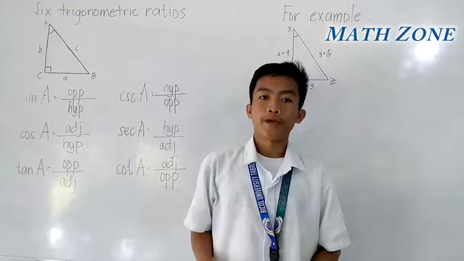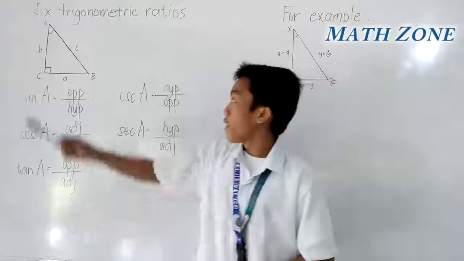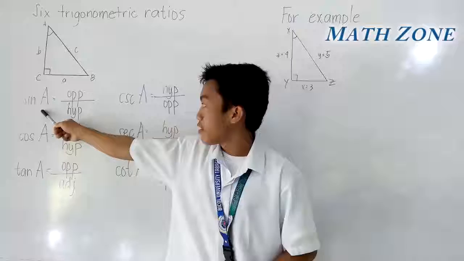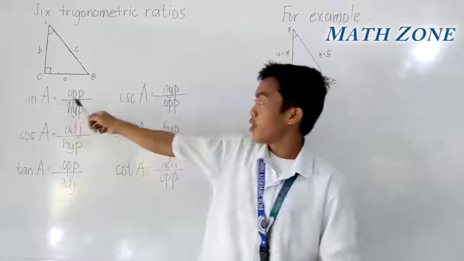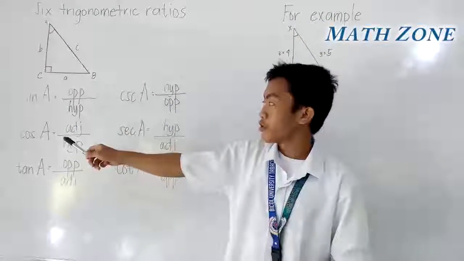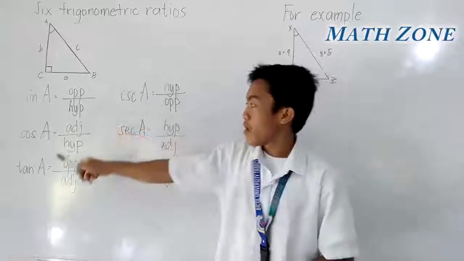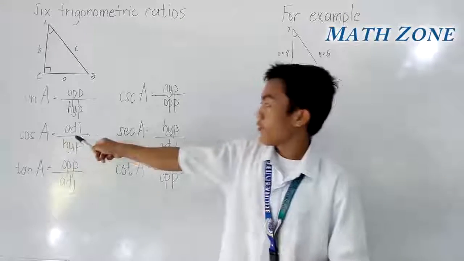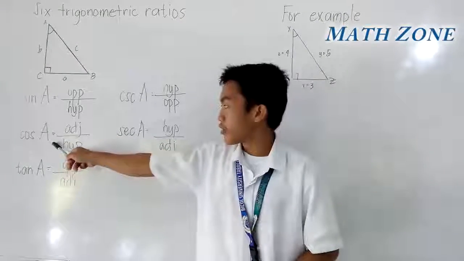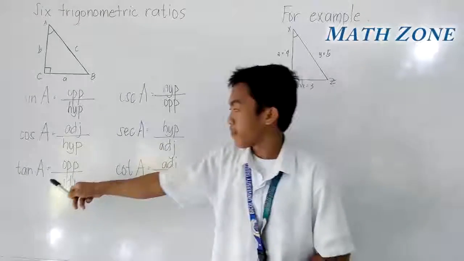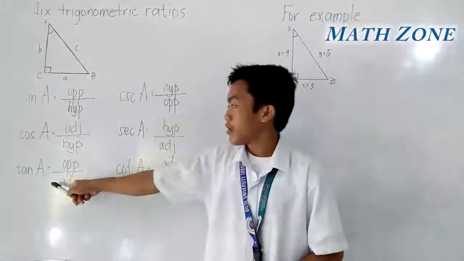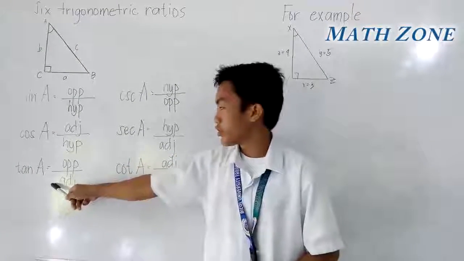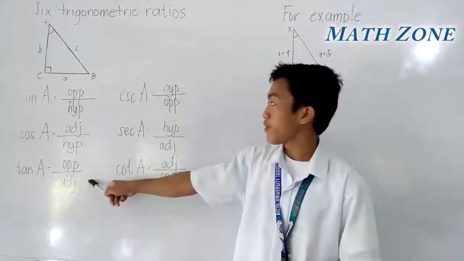The following trigonometric functions are defined for an acute angle A of a right triangle. Sine A is equal to the measure of the opposite side over the measure of the hypotenuse. Cosine A is equal to the measure of the adjacent side over the measure of the hypotenuse. Tangent A is equal to the measure of the opposite side over the measure of the adjacent side.